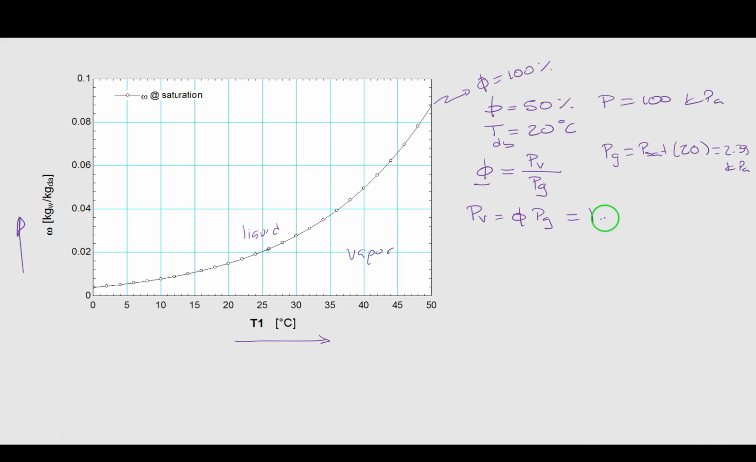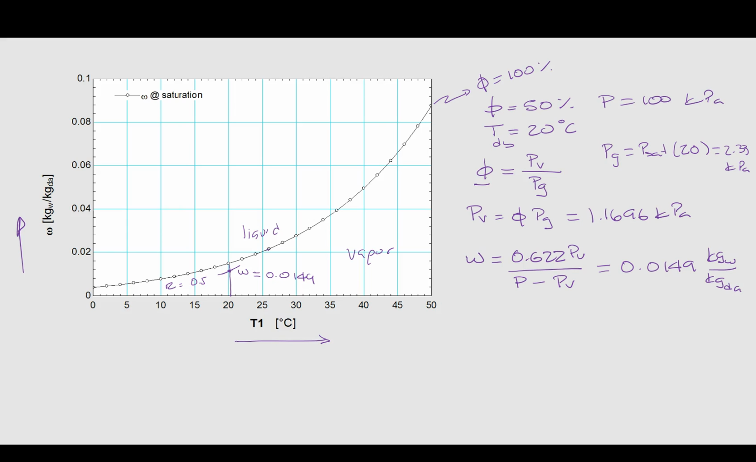This value will be, well, if we have PV, we can get also the humidity ratio, in kilograms of vapor per kilogram of dry air. So I said it was 20 degrees along this line, and it's 0.014, a little bit above this 0.012, so it should be around here. And the constant relative humidity line will be like this.